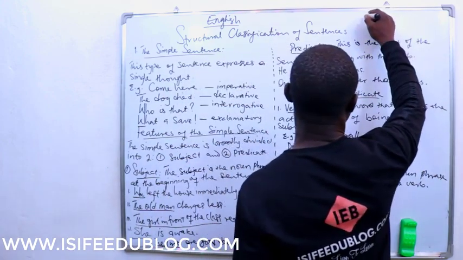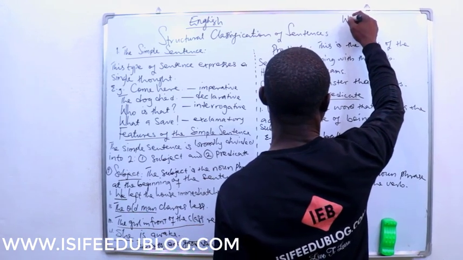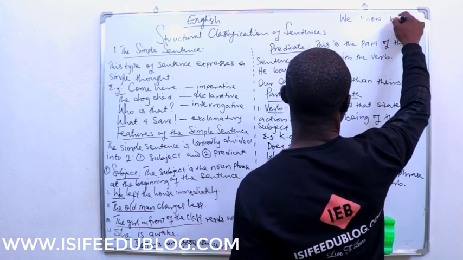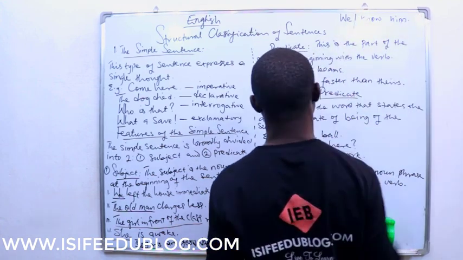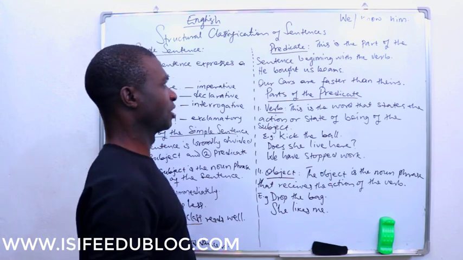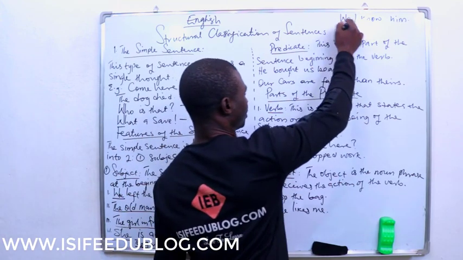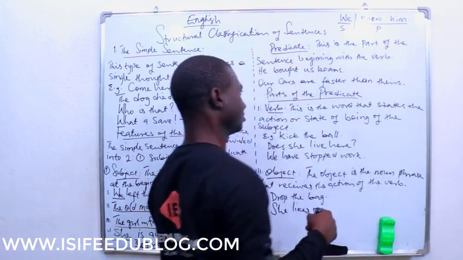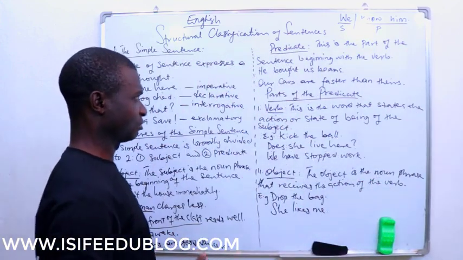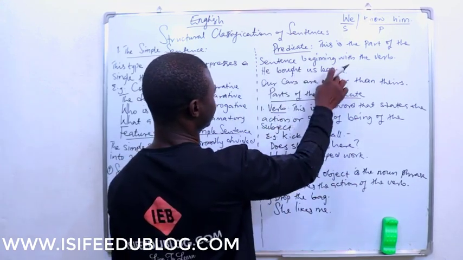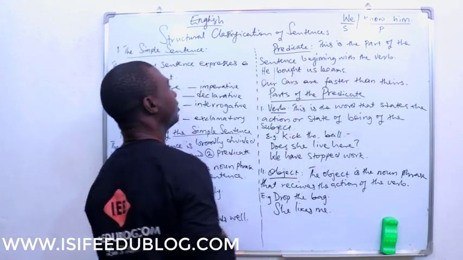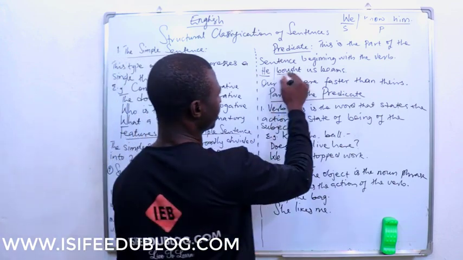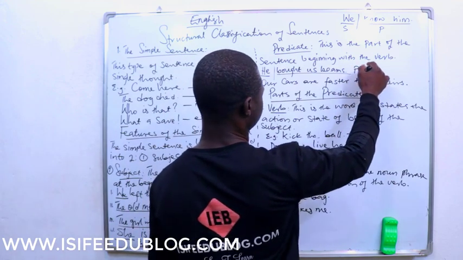Now, this is what we mean. We know him. We is the subject. Know him is the predicate. There are some examples here on the board. He bought us beans. He is the subject of the sentence. Bought us beans is the predicate.